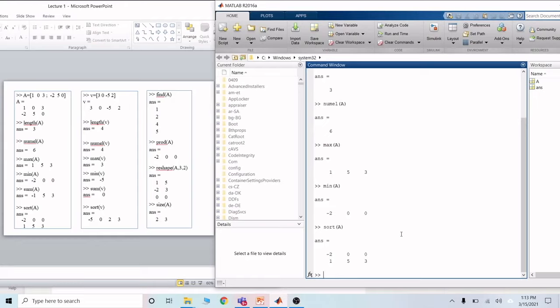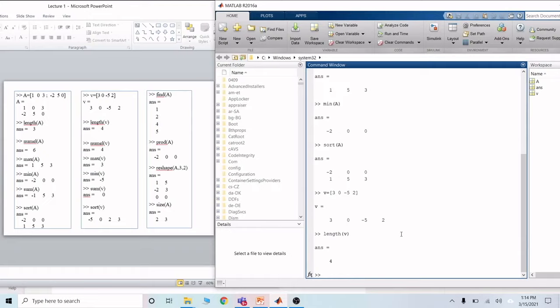Okay. Now I will take V, another vector: 3, 0, -5, 2. This is a row vector. Okay. length V. What should be the length of V? There are 4 columns.